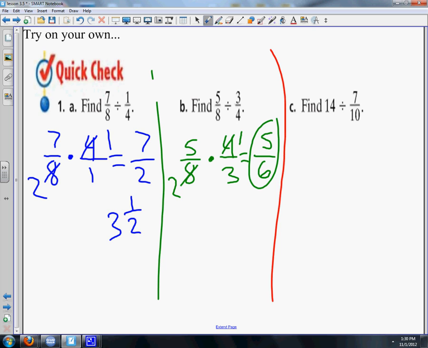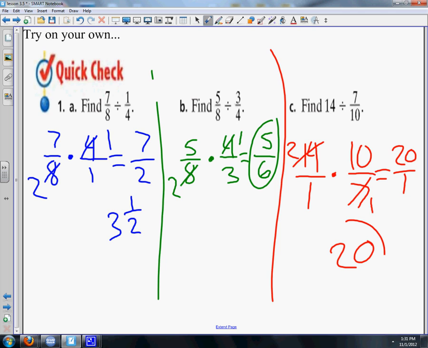Next one. 14. What I like to do when I have a whole number like that is I like to turn it into a fraction. The way you make a whole number a fraction is you take that whole number and put it over 1. So we're leaving that the same. 14/1, don't have to change that. Division to multiplication. Flip the second number. Let's do our cross, reduce, and multiply. 2 times 10 is 20/1. So our answer is 20.